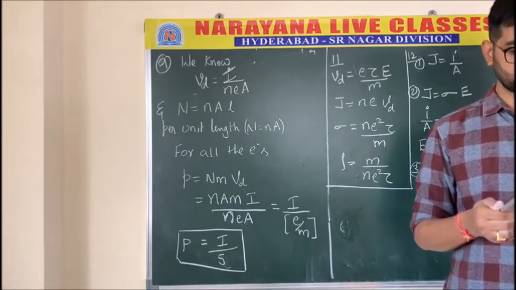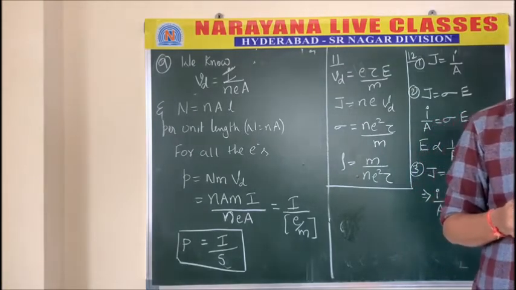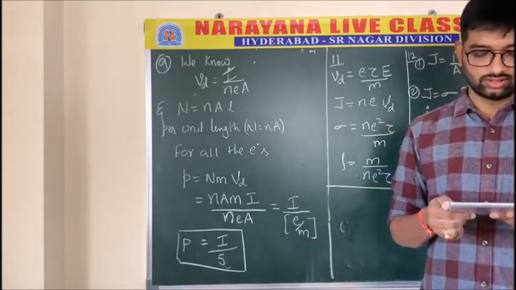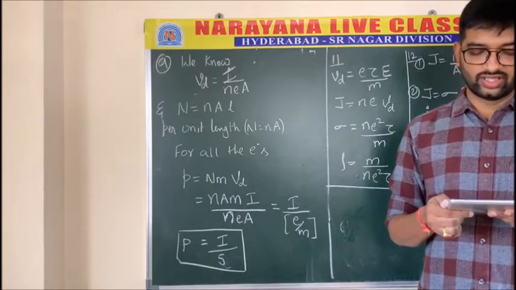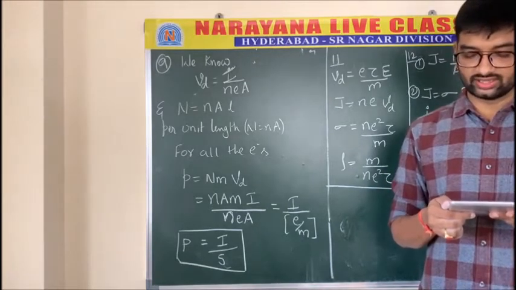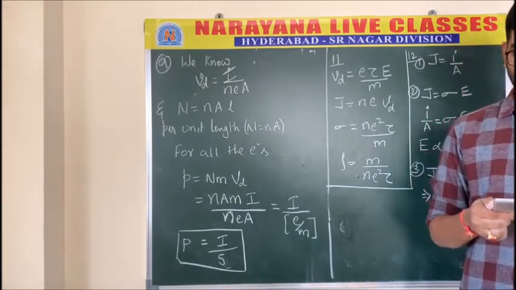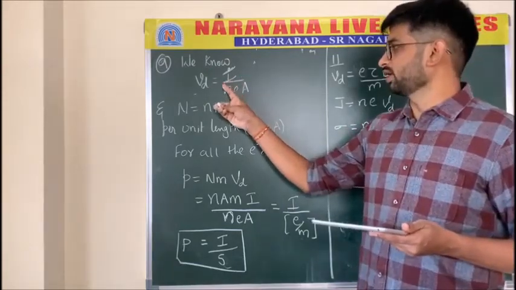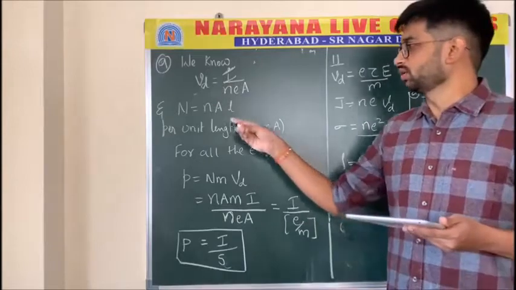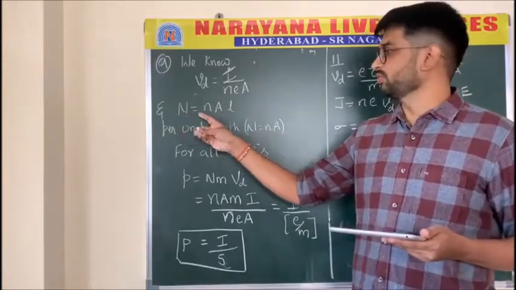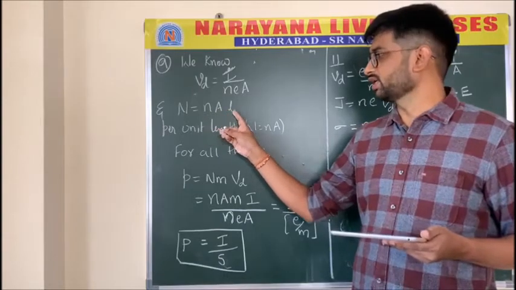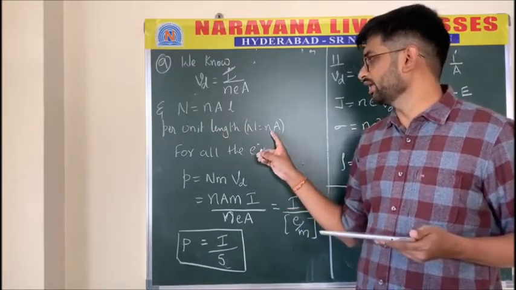Problem number 9. A straight conductor of uniform cross section carries a current I. S is the specific charge of an electron. Then the momentum of all the free electrons per unit length of the conductor due to their drift velocity is. So here we know drift velocity is I by NEA, and the total number of electrons will be N into V, where V is written as area into length. So per unit length it will be N into A.